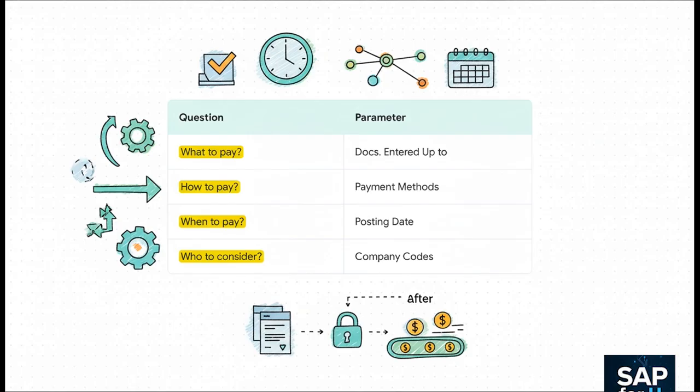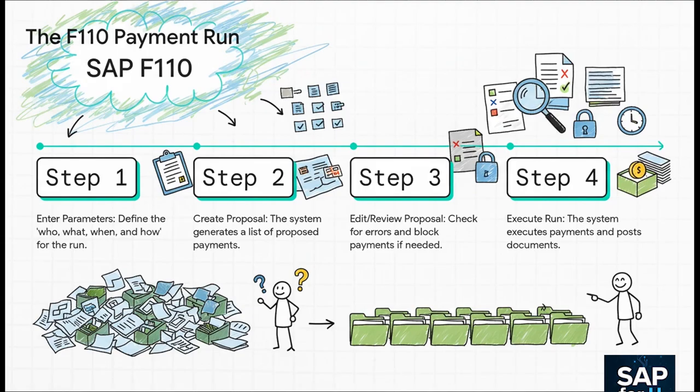Now, this four-step process really highlights something super important about the APP. It's all about automation with oversight. See, the system does all the heavy lifting. It creates the whole payment proposal for you. But step 3, that's your mandatory checkpoint. That's where a person has to look it over, check for any issues, and give the final okay before a single dollar actually leaves your account.